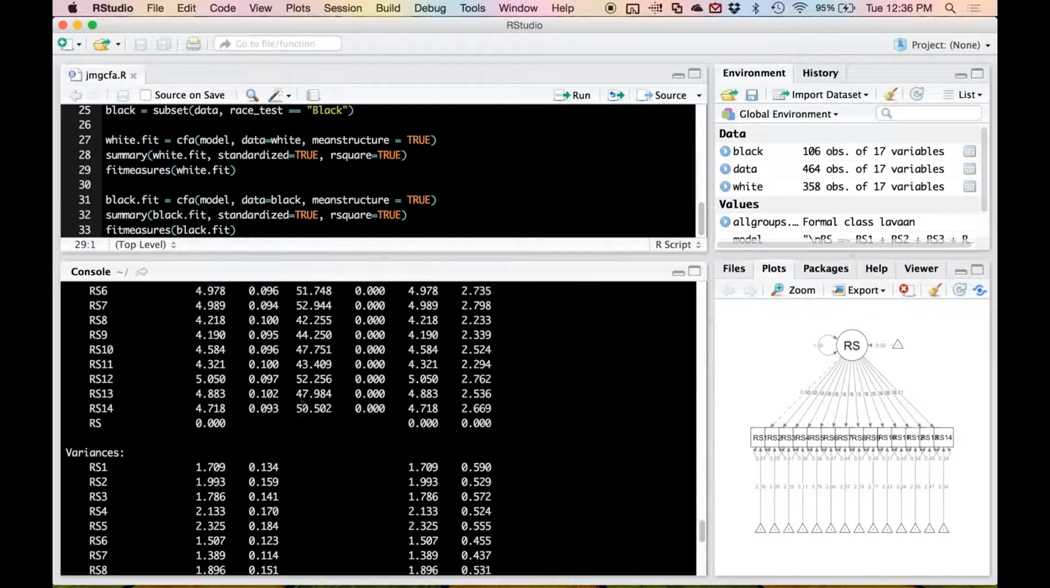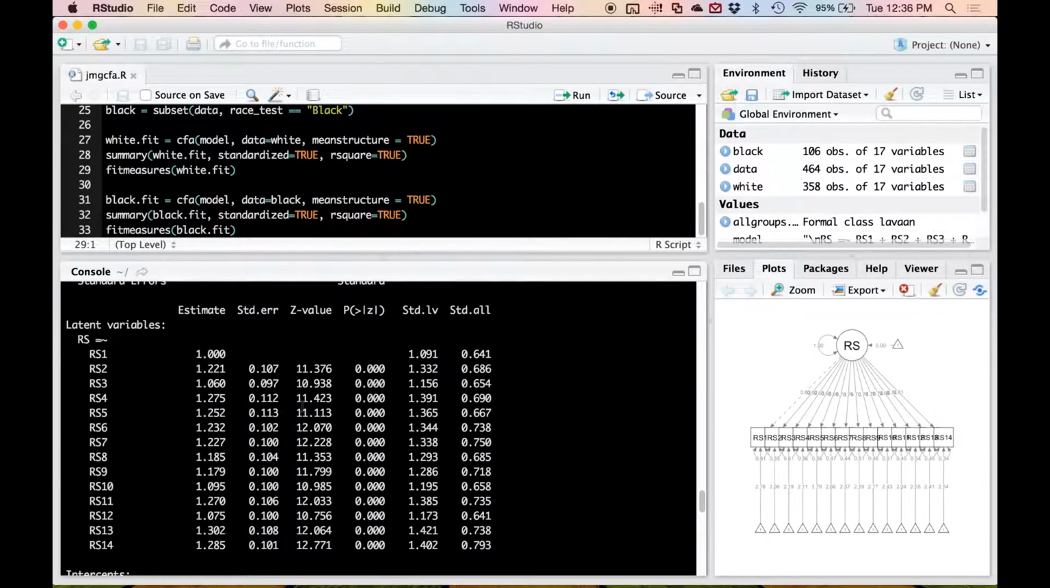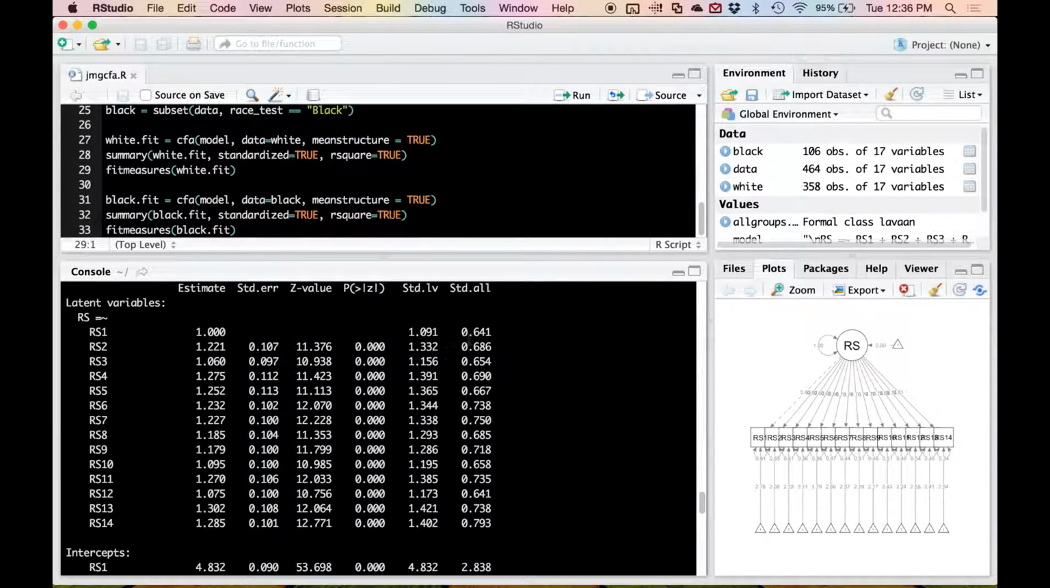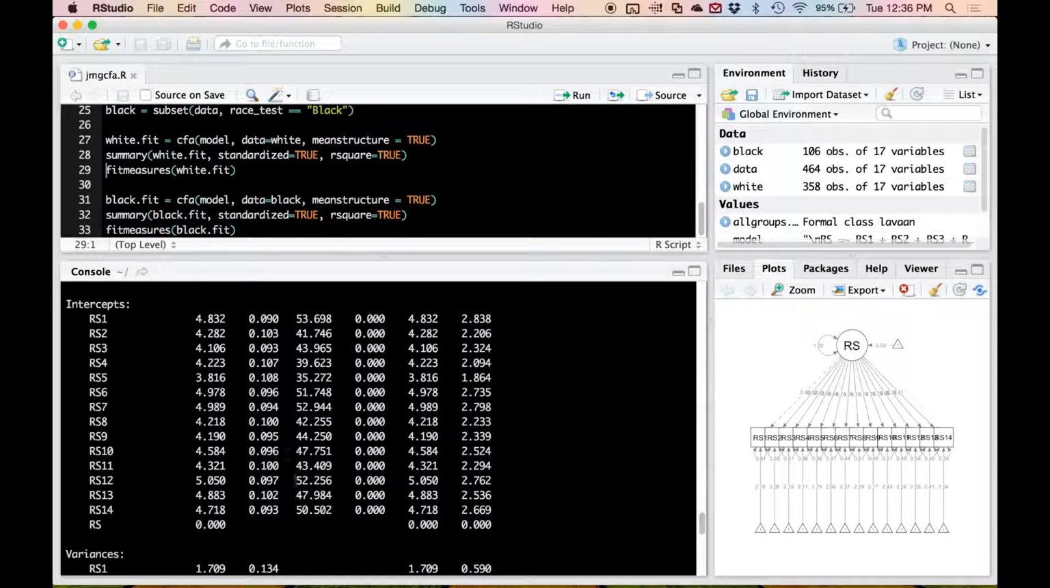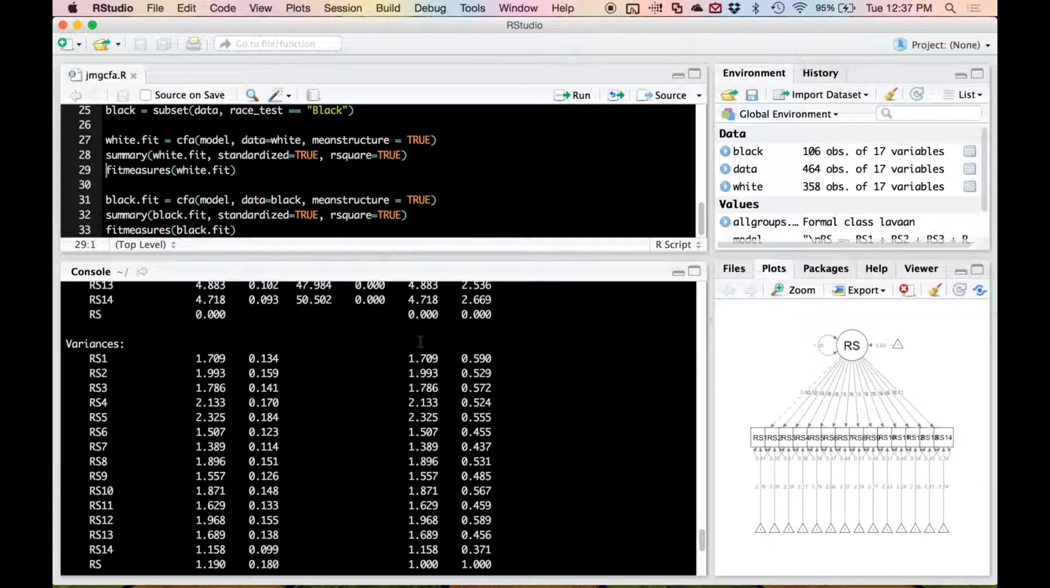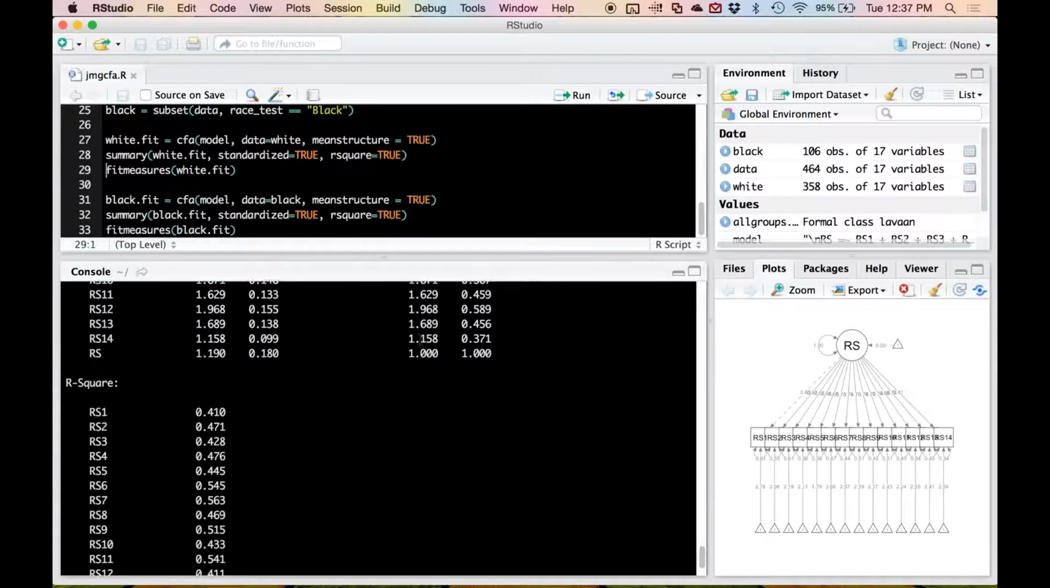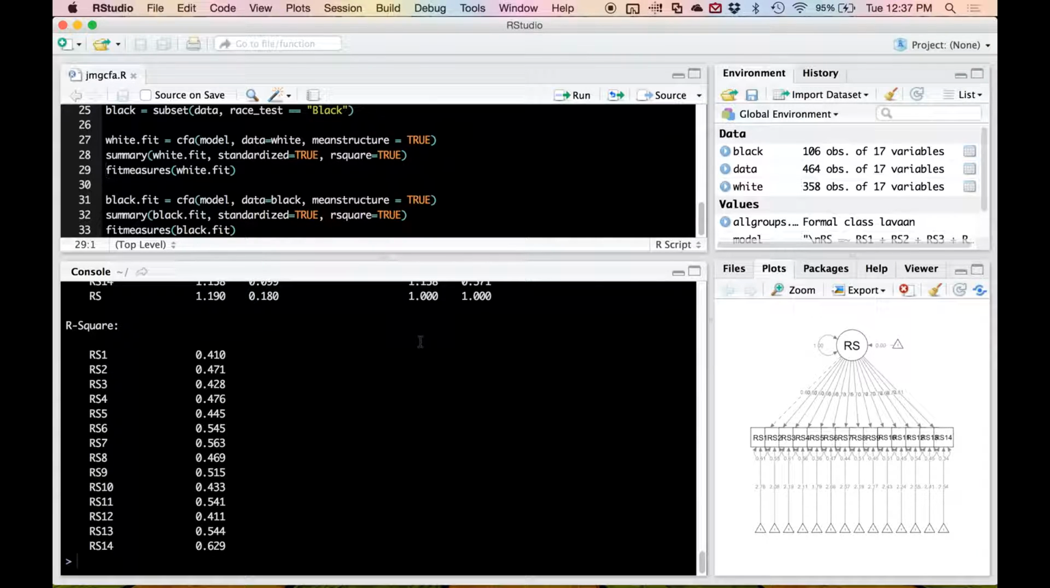So we got our summary here, and again we'd want to look at just the different numbers. All of them appear to load in this standardized column fairly strongly. The intercepts are 4s and 5s, so it's not that different from our first model, because the white group makes up such a large portion of them. All my variances are positive, and all of my R-squareds are less than 1. So that was doing pretty good.